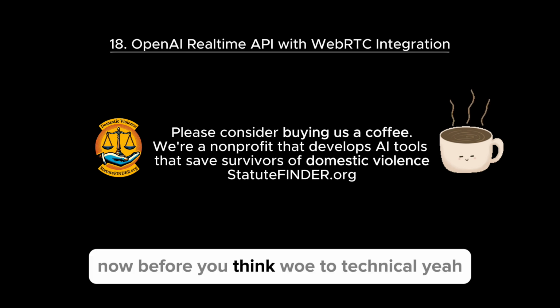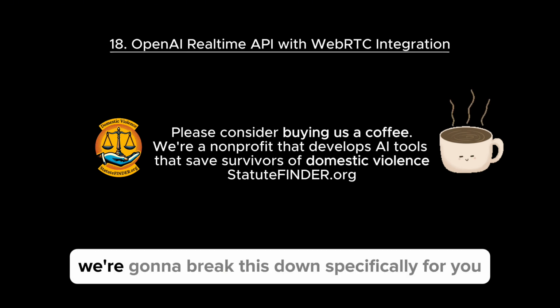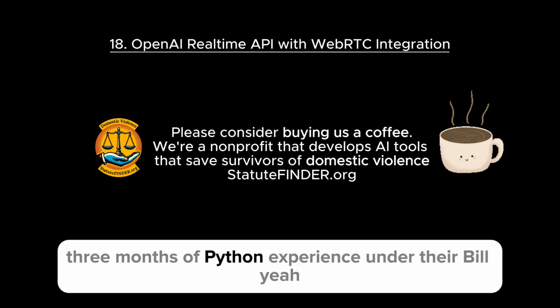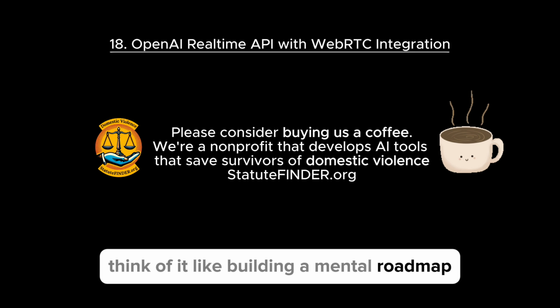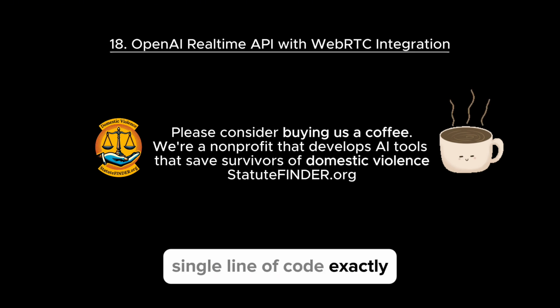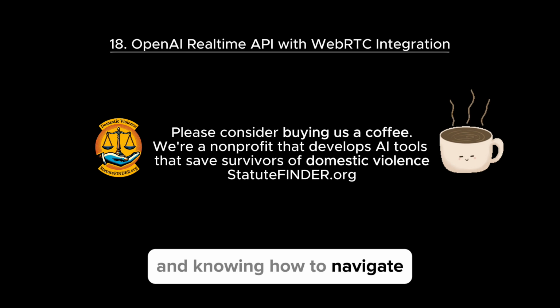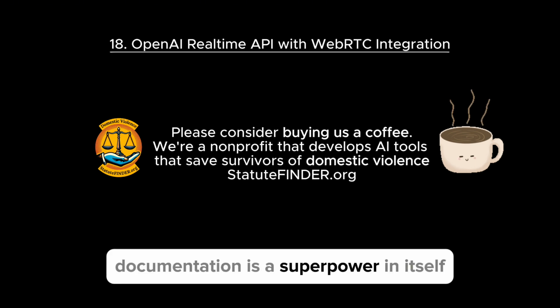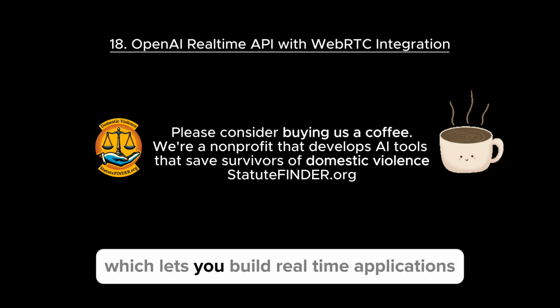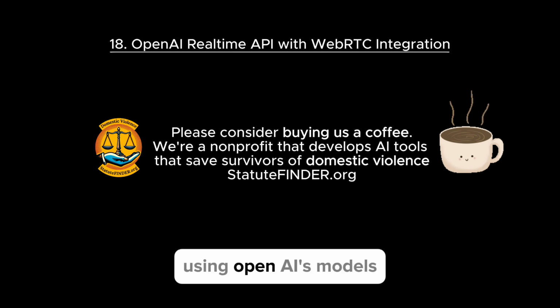Now, before you think, whoa, too technical, we're going to break this down specifically for you, someone with about 3 months of Python experience under their belt. Think of it like building a mental roadmap before you even think about writing a single line of code. Exactly. And knowing how to navigate documentation is a superpower in itself, especially with something like the real-time API, which lets you build real-time applications using OpenAI's models.